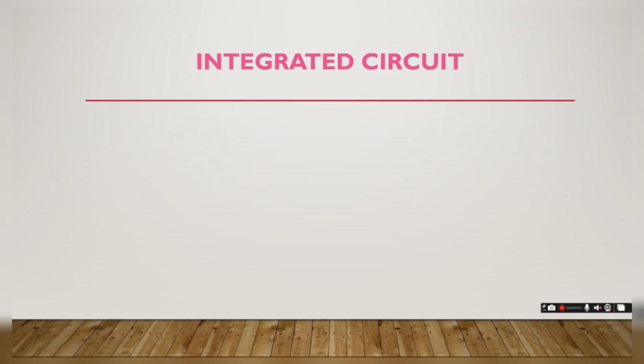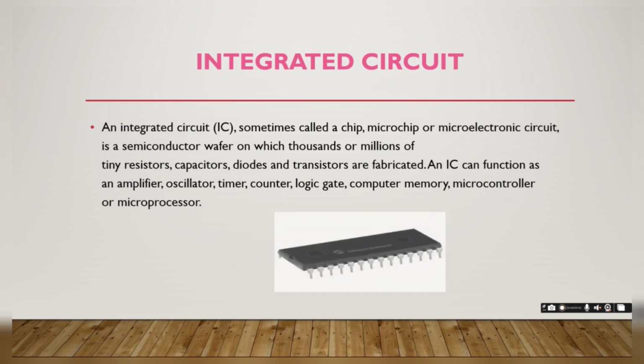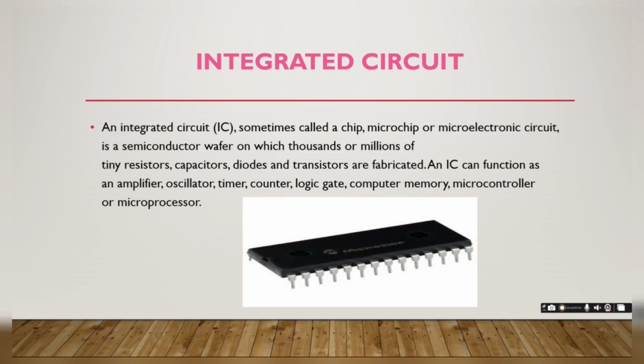Next, we move to integrated circuit. And here we are saying that an integrated circuit, IC, sometimes called a chip, microchip, or microscopic circuit, is a semiconductor wafer on which thousands or millions of tiny resistors, capacitors, diodes, and transistors are fabricated. An IC can function as an amplifier, a timer, a counter, a logic gate, or computer memory or processor. A diagram of an integrated circuit is also shown below.